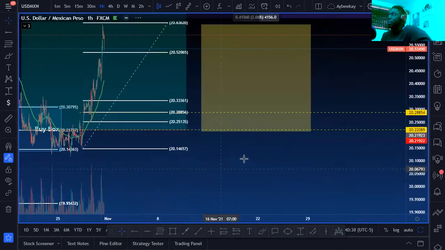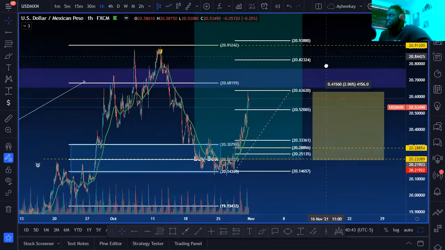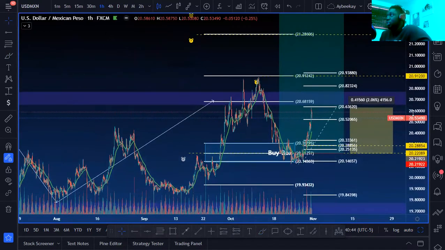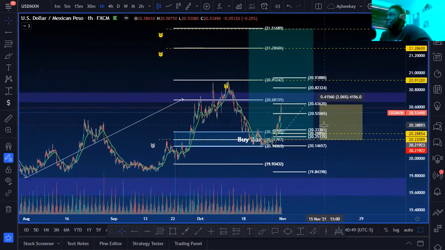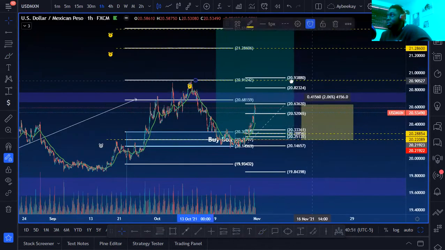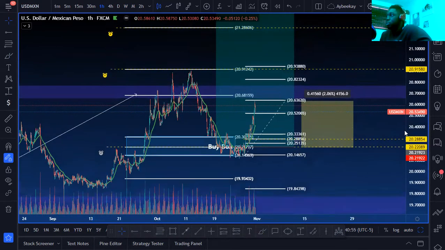But overall, man, I mean, 415 pips, a solid price. I still expect it to keep going higher. These are my other targets. Let's see what's gonna happen with old USDMXN. Solid, super solid play.